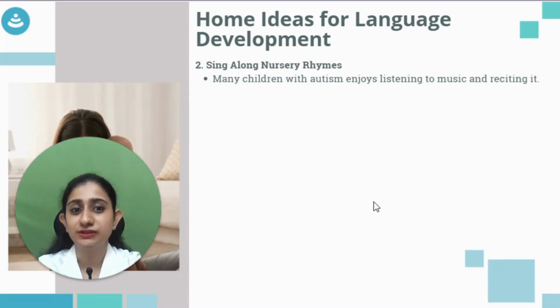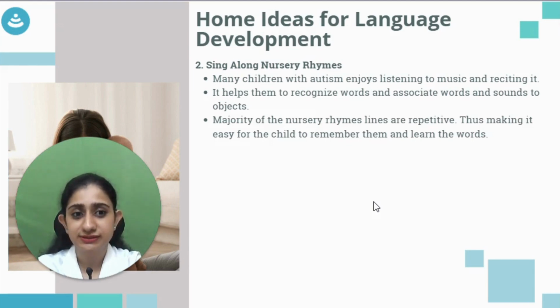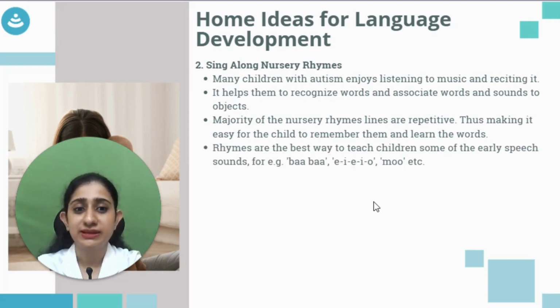The next one is sing-along nursery rhymes. We all know that many children with autism enjoy listening to music and reciting it. It helps them to recognize words and associate words and sounds to objects. The majority of nursery rhyme lines are repetitive, thus making it easy for the child to remember them and learn the words. So rhymes are the best way to teach children some of the early speech sounds. For example, baa as in Baa Baa Black Sheep, E-I-E-I-O from Old MacDonald's, moo, etc. These are some of the simple sounds that the child can learn from these rhymes.